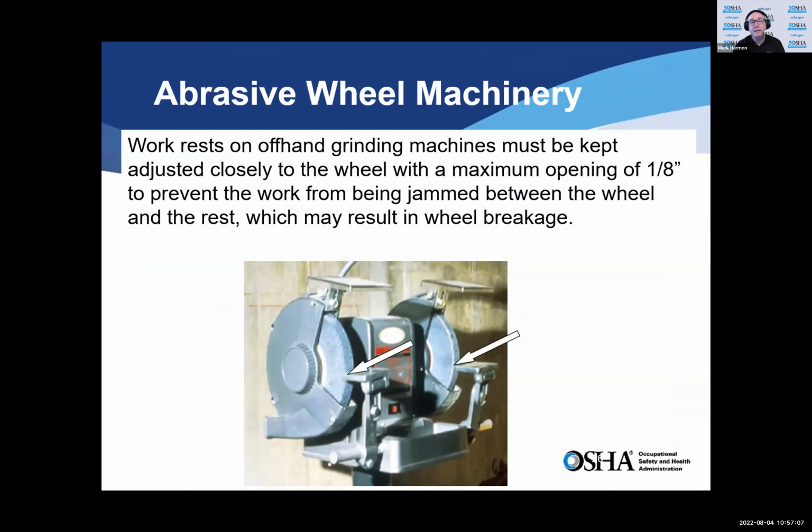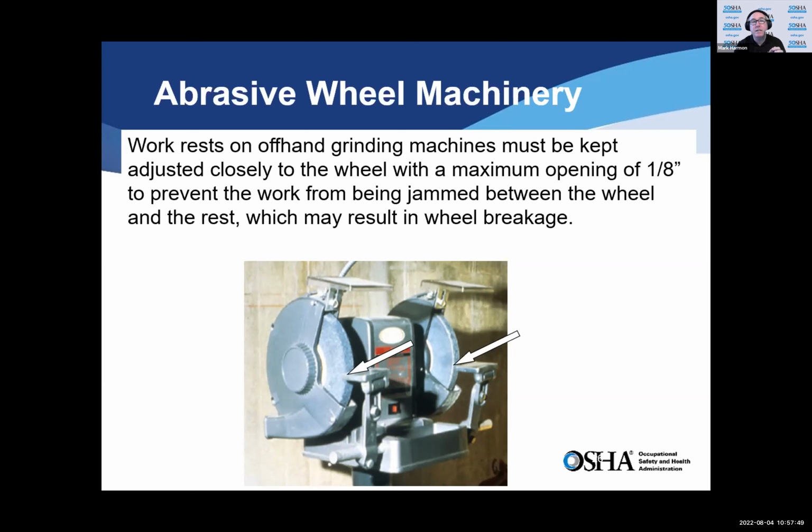Abrasive wheels. This is another common 1910.215 guarding issue that we come across during OSHA inspections. There are some very specific requirements if you look into that OSHA standard. The work rest, which is what the arrows are pointing to, must be kept adjusted closely to the wheel, with a maximum opening of 1/8 of an inch. This is to protect the person using it in the event of wheel breakage, if the wheel were to fail and come apart.